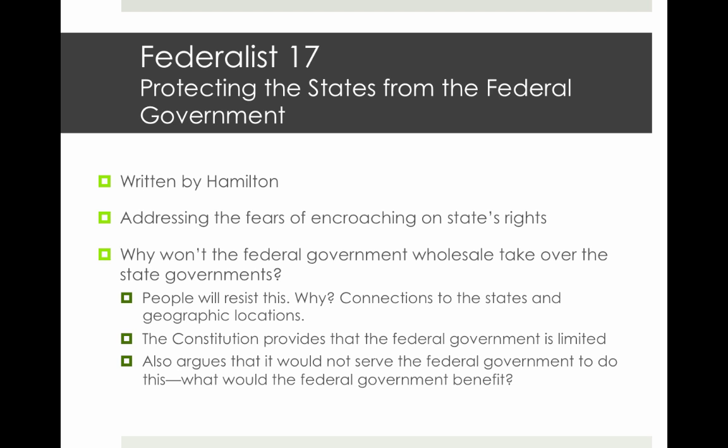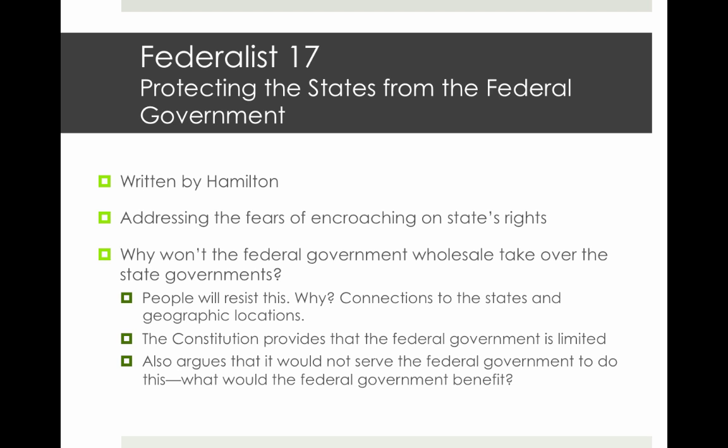So Federalist 17 was written by Alexander Hamilton, and it addressed the fears that a federal government could encroach on states' rights. Many people were afraid that states would no longer be viable and would be reduced to mere arms of the federal government. And Hamilton argued against this in this rather short Federalist paper, but said that the federal government was not going to take over the states.